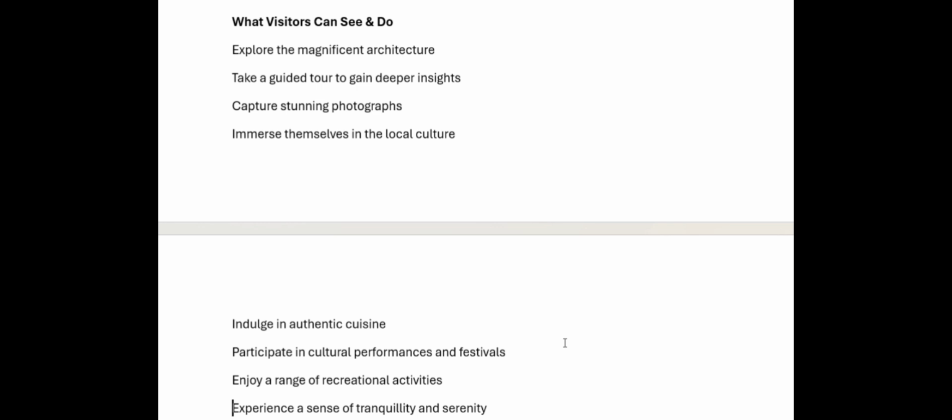Next, capture stunning photographs. Immerse themselves in the local culture. Indulge in authentic cuisine. Authentic is traditional. Authentic is pure. Cuisine is food. Participate in cultural performances and festivals. Enjoy a range of recreational activities. Experience a sense of tranquility and serenity. Both tranquility and serenity mean calmness.